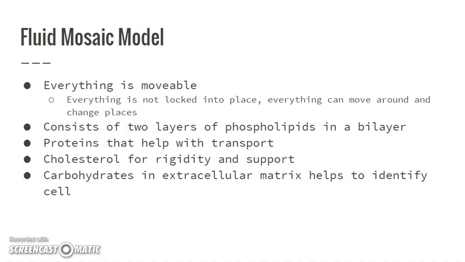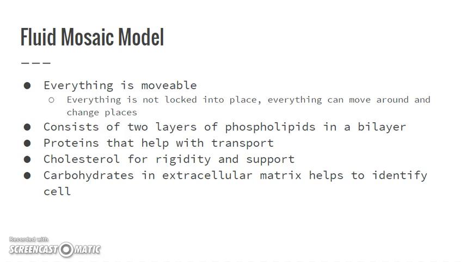Now what that means is everything in the plasma membrane is movable. Everything is not locked into place, and everything can move around and change places based on how molecules are crossing that membrane. So nothing is stuck in place. Everything can move. If we need to get a carbohydrate across and it's really big, we might move some of our proteins to get it to the right spot to let that carbohydrate across.